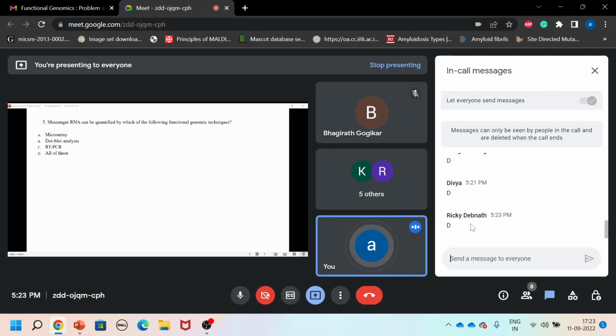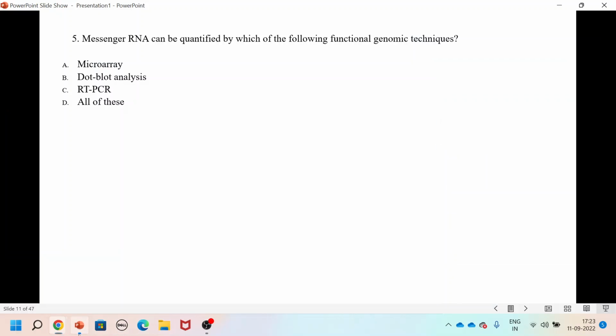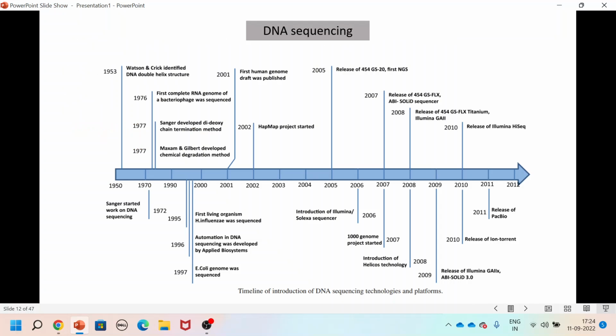So Ricky has answered option D. This is an easy theoretical question, so I'll move forward. The correct answer is option D. All the techniques like microarray, dot blot analysis, and RT-PCR can be used to quantify the mRNA which is present in our sample for the functional genomic techniques.